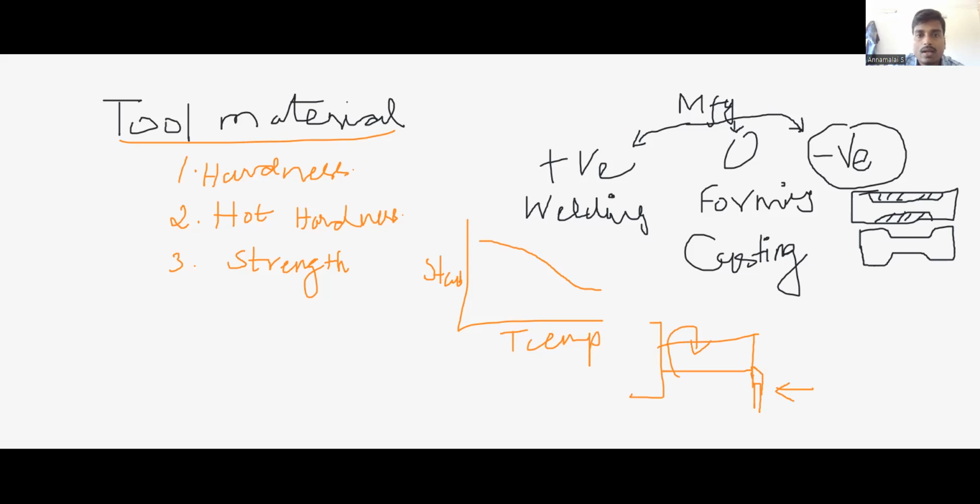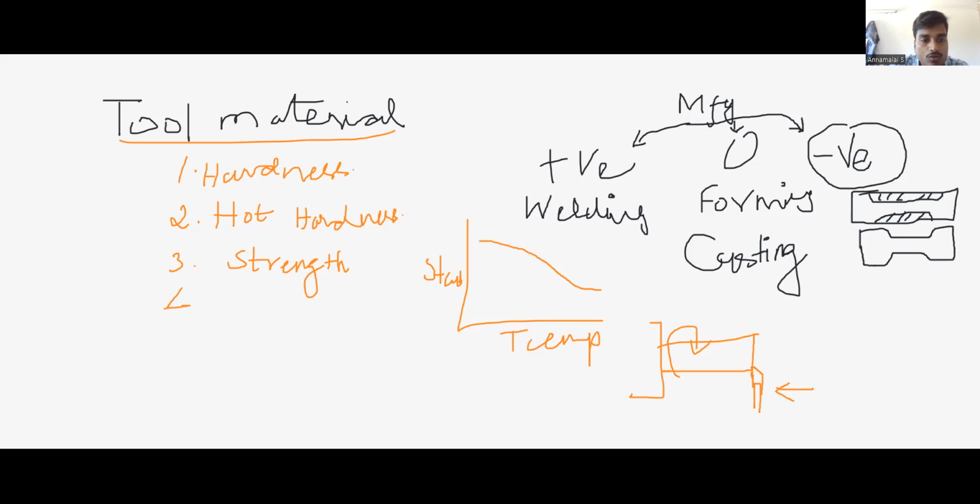When the tool and the workpiece interact, when the tool touches, a huge mechanical interaction will happen. The tool has to move opposite to the workpiece, so you are going to apply a large amount of load to the tool. The tool should not break. The tool has to withstand the load. This property is called the strength. Strength is very important for a tool material.